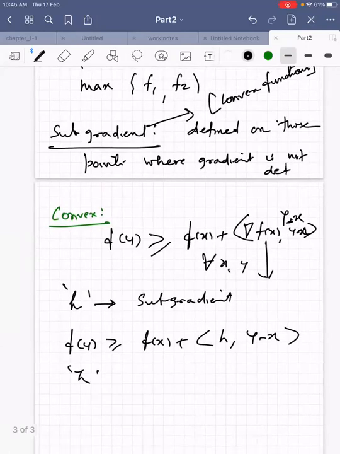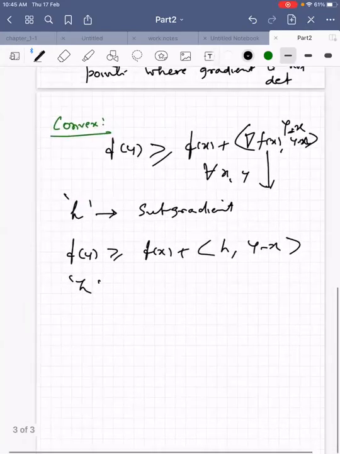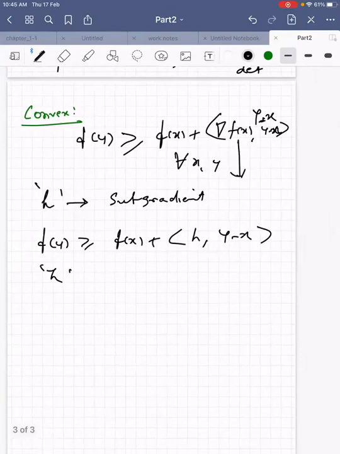Okay, so subgradient is only defined right now for convex functions. We are not talking about non-convex functions. That is the caveat. Now give me one example of a convex function which is non-differentiable.